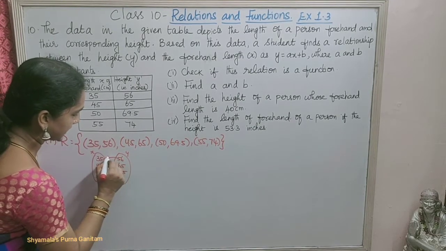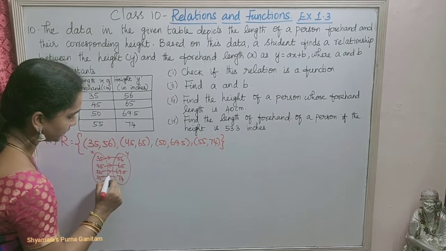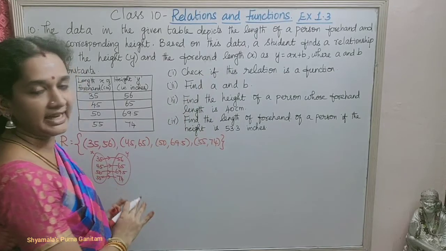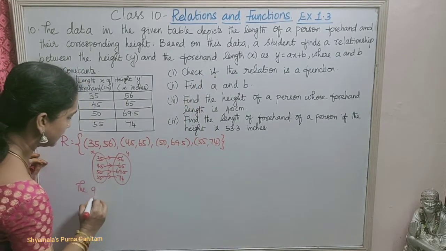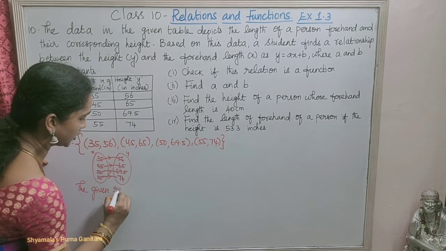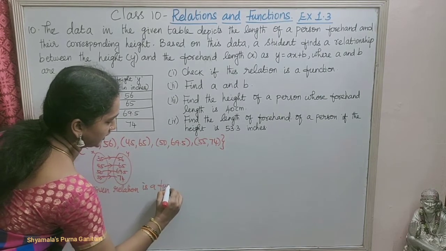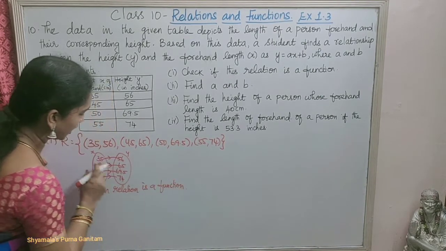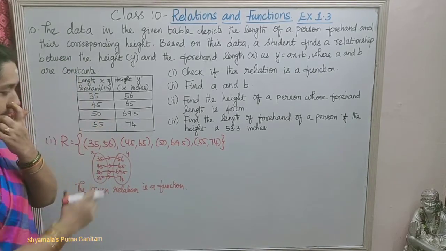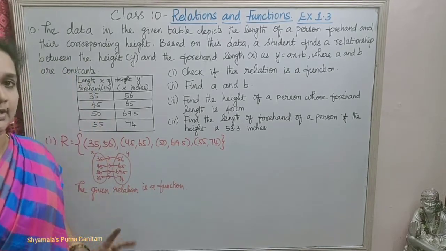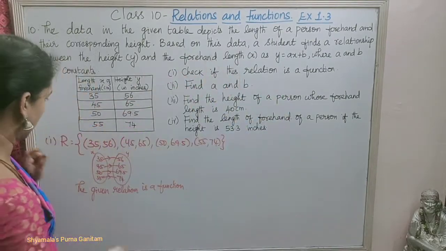So one element is connected only to one element. So this relation is a function. So the given relation is a function. Why? Because one element is connected to only one element in the other set. Exactly one element. So the given relation is a function. So we have checked that the given relation is a function.